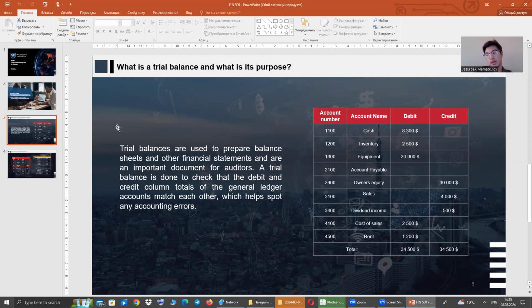And we use the trial balance only inside the company. We cannot provide it for other people to see because it's kind of an NDA. It's kind of secret, because there might be a lot of different information. If we look at this table here, we can see it's kind of simple. In this trial balance, we put account names, debit and credit. Of course, debit on the left, while credit on the right.